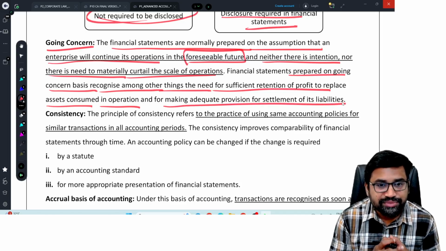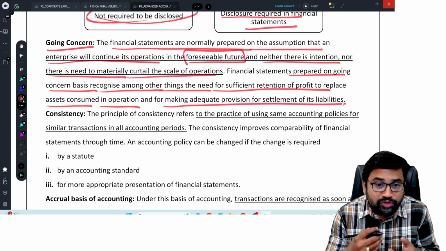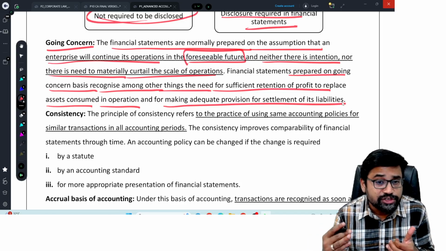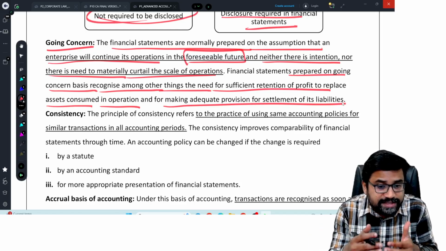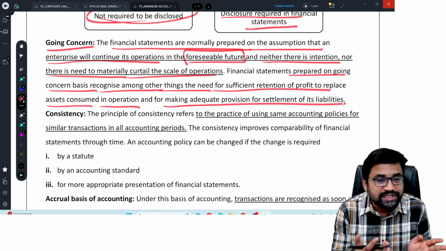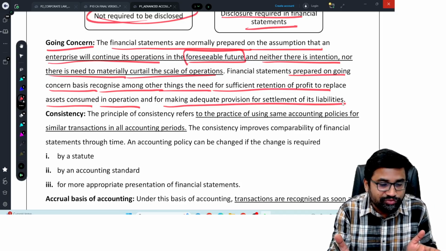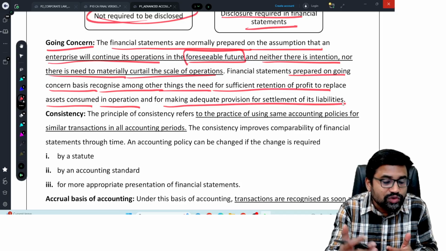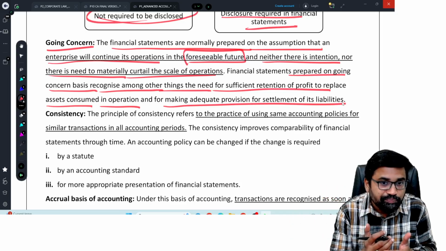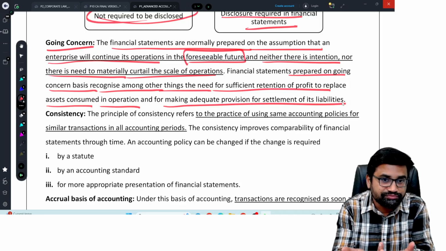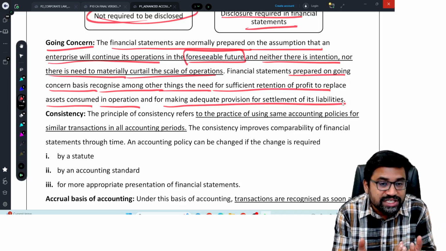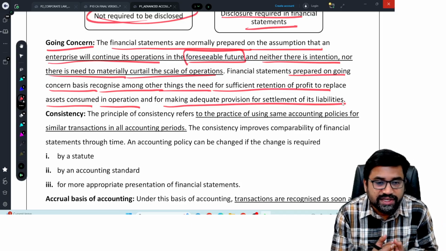Sir, why this assumption is very important is, if you continue your organization for the foreseeable future, definitely the assets have to be replaced, because these assets will have a limited period of time. Immediately once the life is over, we need to replace them with other assets. So that means we need to be ready for the future. So we need to arrange the funds for acquisition and replacement of the existing assets.